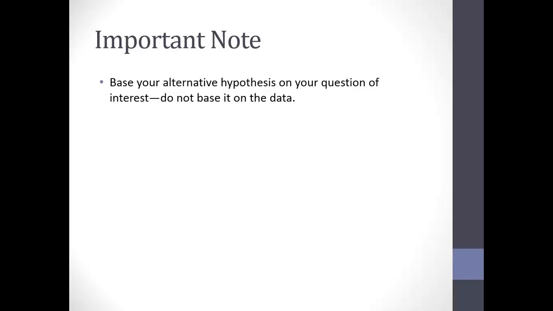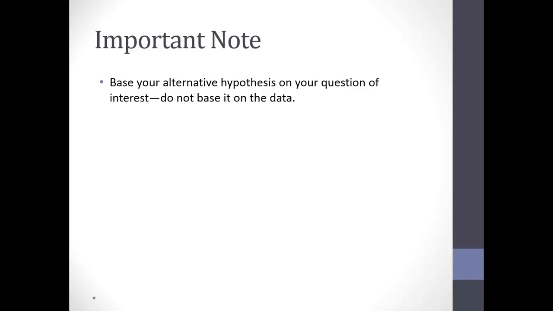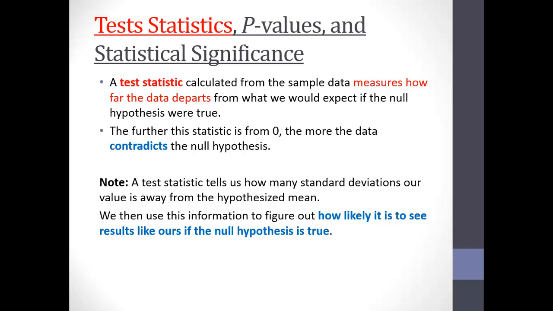But again, the main idea is that you don't want to just look at the data and say, well, that number is different than 6.1, then the answer is yes. Keeping in mind that our samples will vary, we want to think about whether it is different enough. That is the key idea there. And an important note: when you're thinking about what your hypotheses are, make sure to base them on the question you're interested in, not what the data is telling you.